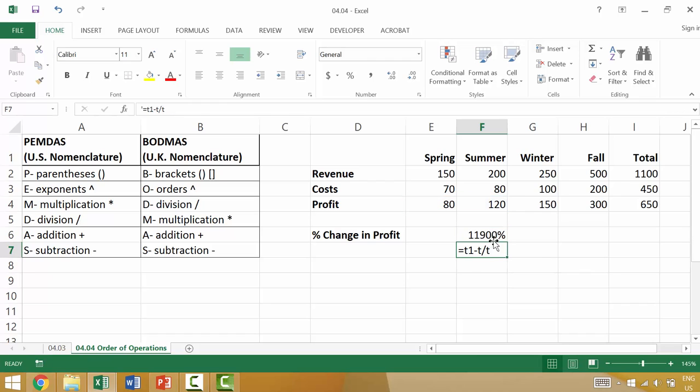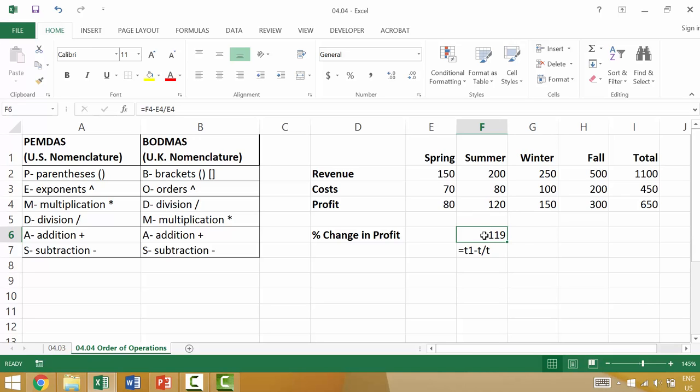So if we do that, we get this huge value. And why do we get that huge value? We get a value of 119. But we know that's not correct, right? Because it's supposed to be 120 minus 80 is equal to 40 divided by 80 is equal to 50, or 50% change in profits. And here we have 119% change in profits.